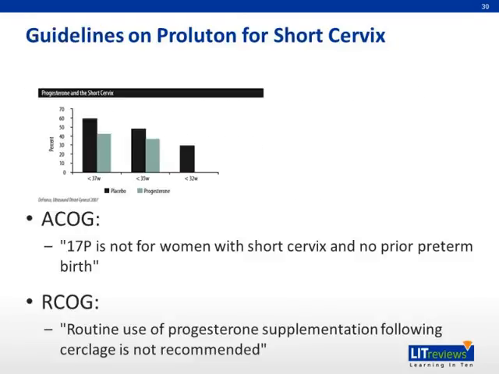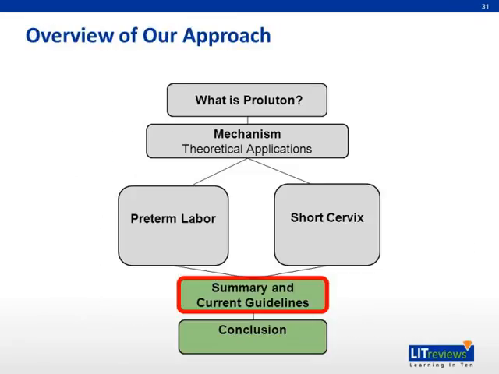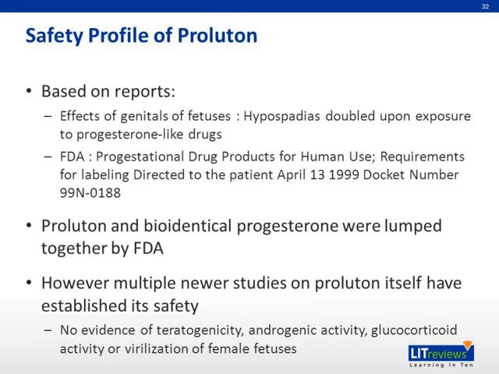In agreement, ACOG stated that Proluton is not for women with short cervix and no prior preterm birth, and RCOG does not recommend routine use of progesterone supplementation following cerclage. We will proceed to discuss the safety profile of Proluton. Although the FDA lumped Proluton together with other progesterone-like drugs which have shown an increased risk of hypospadias, recent studies have demonstrated that Proluton is safe to use with no evidence of teratogenicity, androgenic activity, glucocorticoid activity, and virilization of female fetuses.